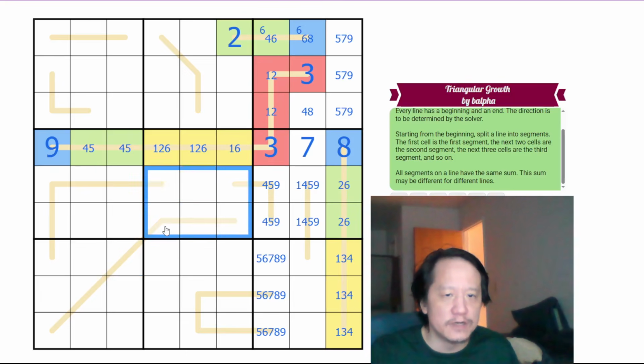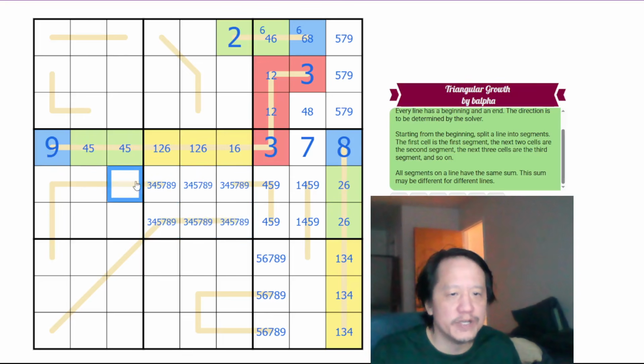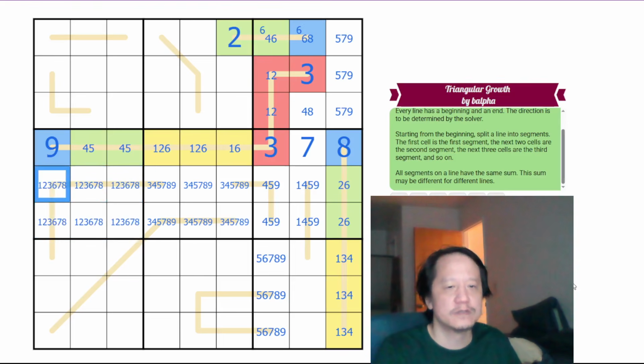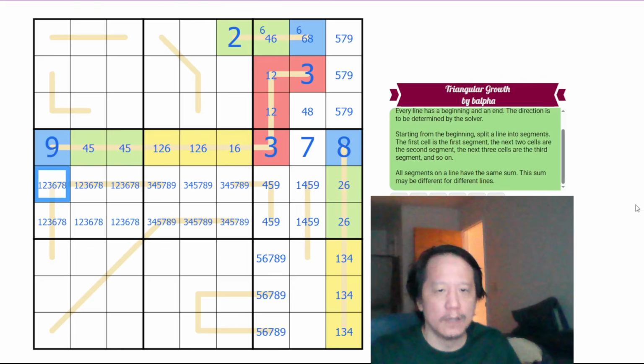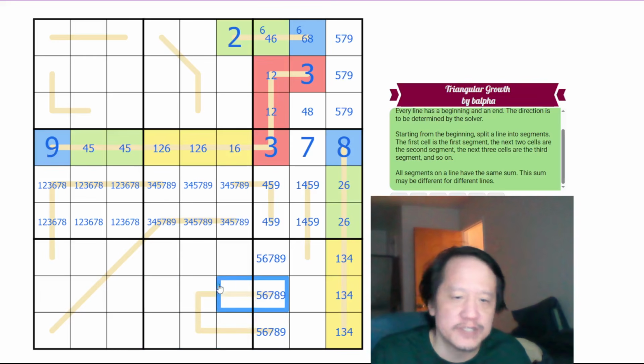Remaining digits of the central box, we have 3, 4, 5, 7, 8, and 9. Remaining digits of this left central box, we have 1, 2, 3, 6, 7, 8. Okay. One of these is going to have to be part of the set of 1 here, and one of them is a segment of 1, and the other one has to be part of the segment of 3. Well, we're guaranteed 5 or 6 here.